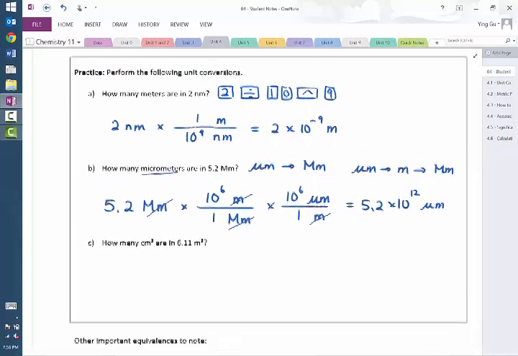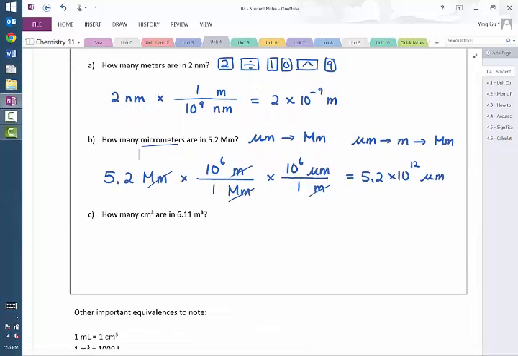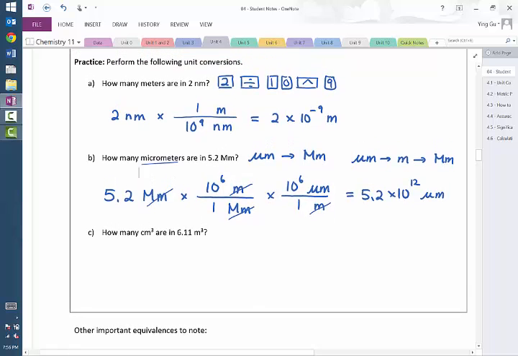Alright, let's go look at our final example here. How many centimeters cubed are there in 6.11 meters cubed? This one is slightly different because our unit is cubed. What does that actually mean? Well, from your math classes, you have learned how to do algebra. So you know that meters cubed really just means meters times meters times meters.